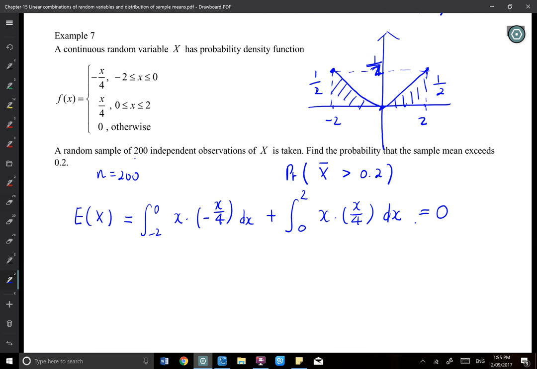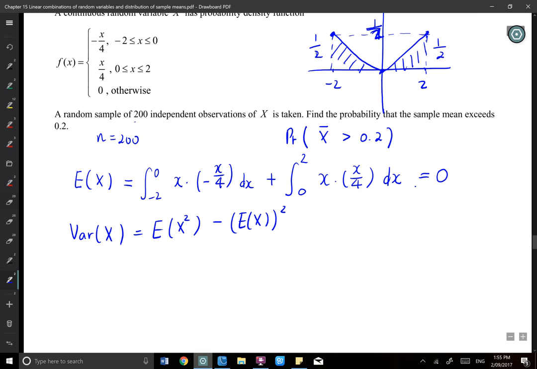Okay, how do you calculate variance? It's E[X squared] minus (E[X]) squared. Okay, so what's E[X squared]? The first one: x squared times that dx, plus from 0 to 2, x squared times x over 4 dx, and minus 0 squared.